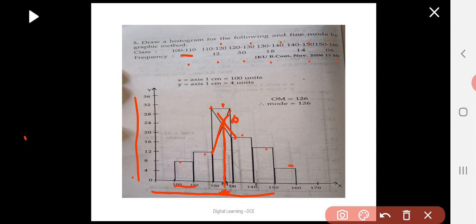So here in this illustration, the mode value is 126.